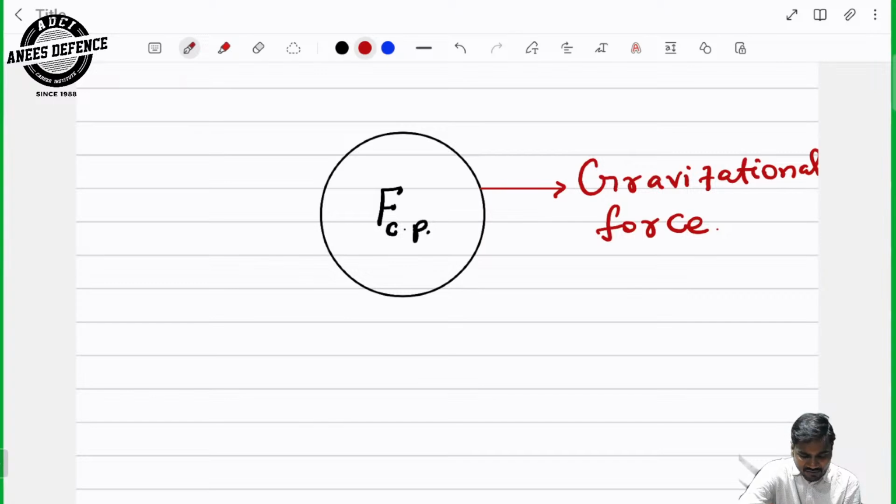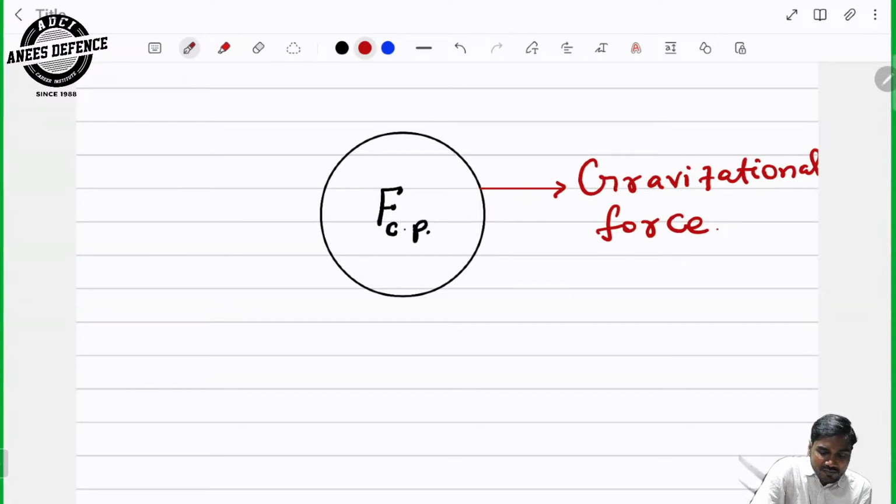Just consider Earth is revolving around the sun. Earth has mass, sun has mass, and there is distance between the two masses. So there will be a force of attraction, and that force is known as gravitational force. So in that case, centripetal force is nothing but gravitational force, right?